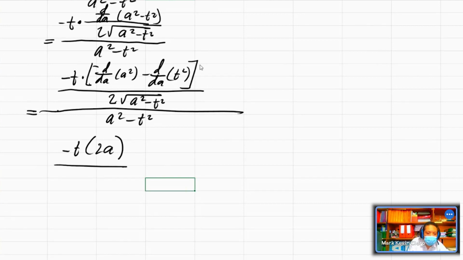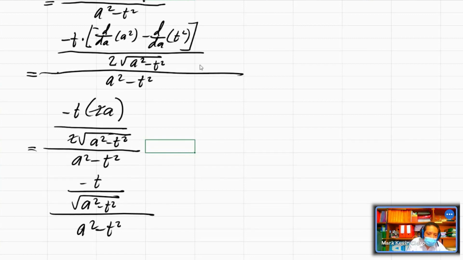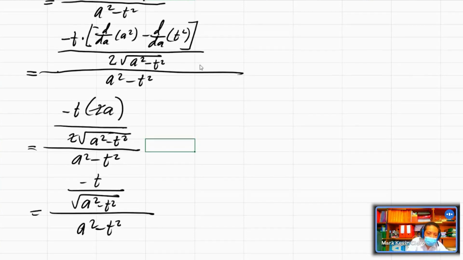All over 2 times the square root of a squared minus t squared, and the main division line has a squared minus t squared. The 2 cancels out, so what remains is negative t times a all over the square root of a squared minus t squared, all over a squared minus t squared.